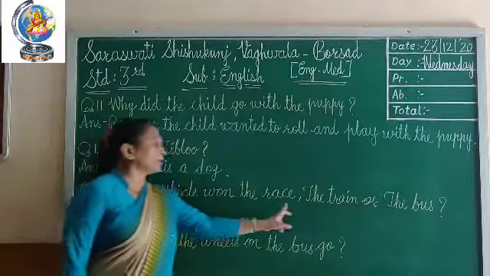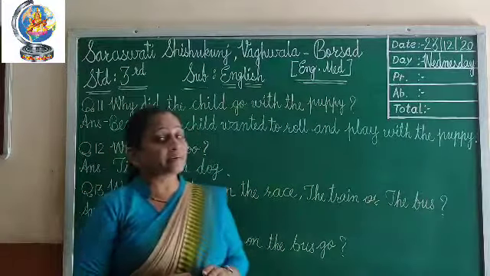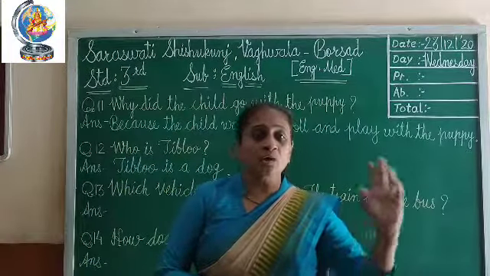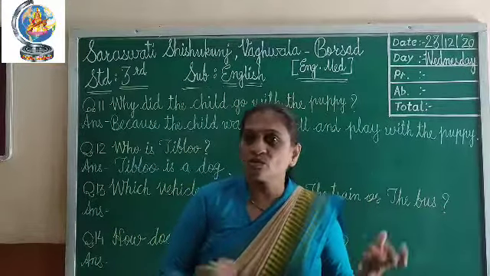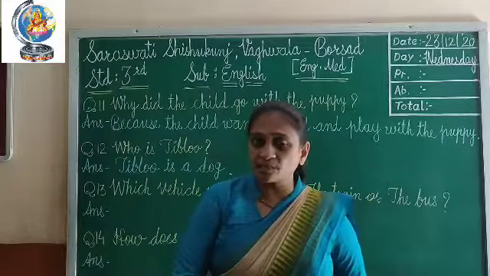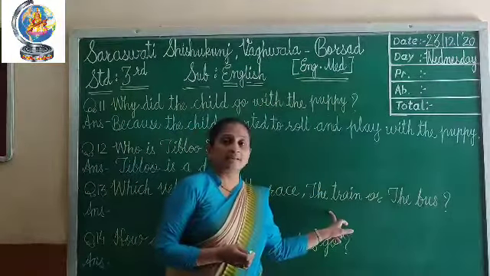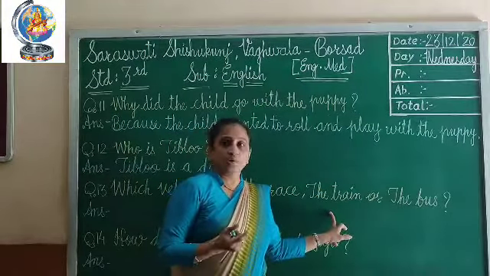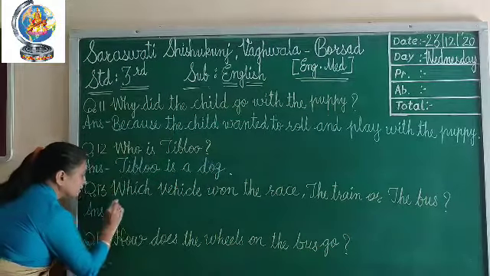Now 13 number. Which vehicle won the race? The train or the bus? So here the comparison is between train and bus, two vehicles. So among both, we have to select the one which is faster. So of course, which is the fastest vehicle? Yes, the train is faster than the bus. So at last, which vehicle won? The train. So we will write the answer. The train.